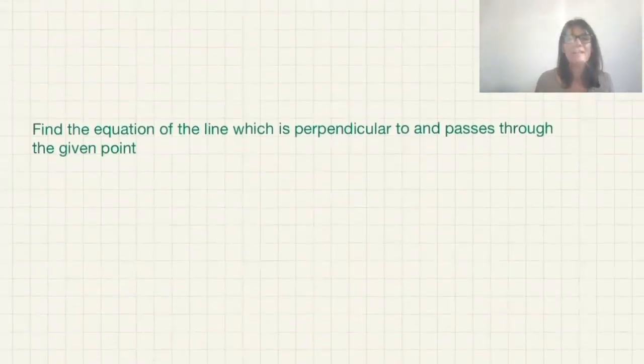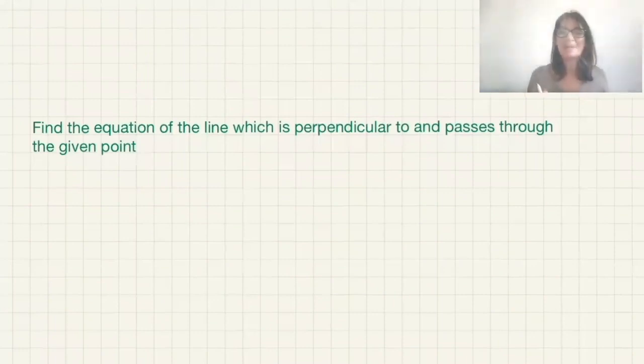Okay, find the equation of the line which is perpendicular to and passes through the given point. So this time, it's really, really important that the equation that I end up with at the end is perpendicular and not parallel. So those gradients won't match anymore.